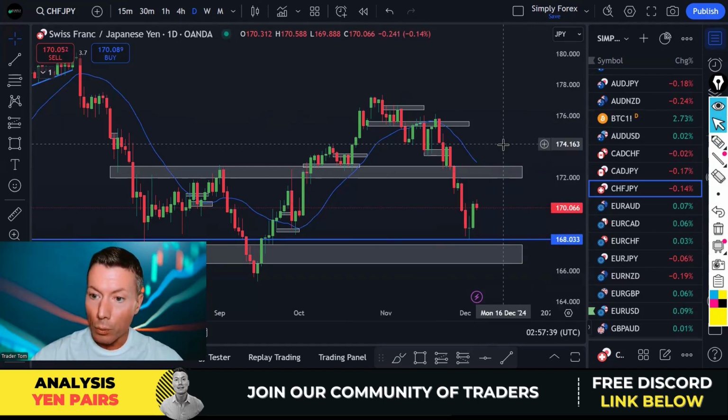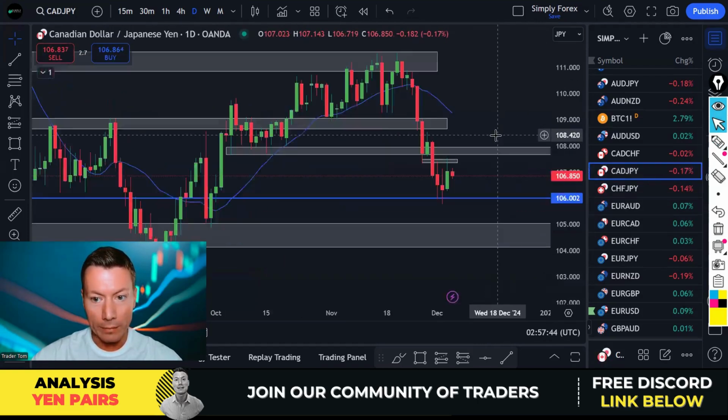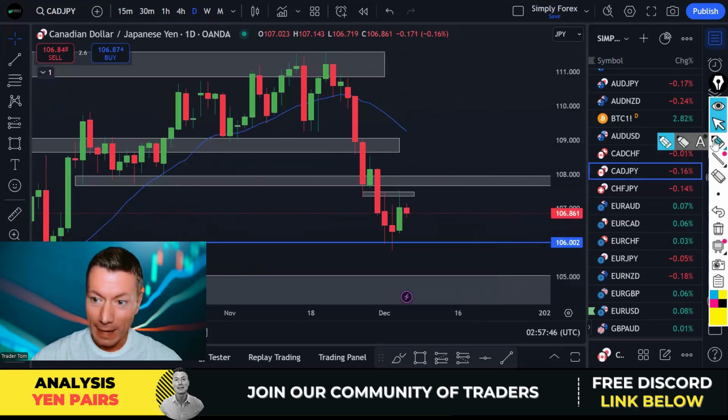There are a couple that I wouldn't trade. Canadian dollar yen is one of them. In fact, Canadian dollar yen is looking like a sell trade, right? We are in a downtrend, right? We get a bit of a wick rejection at this level, okay? So this would suggest we can take price back down to here. So there is a little bit of contradiction between some of the pairs.